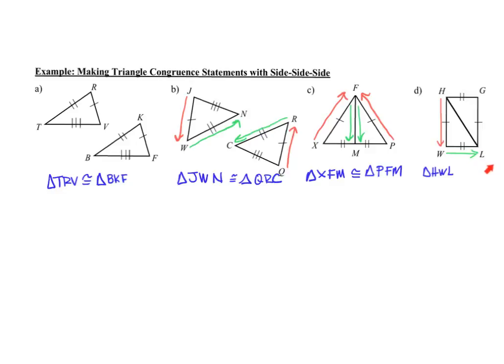How would you name the second triangle? It would be LGH. So starting at L, going towards G, and then continuing this pattern around G to H.